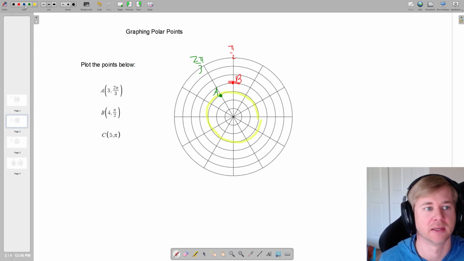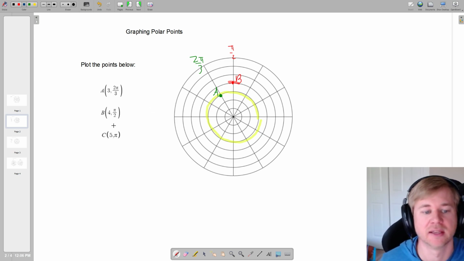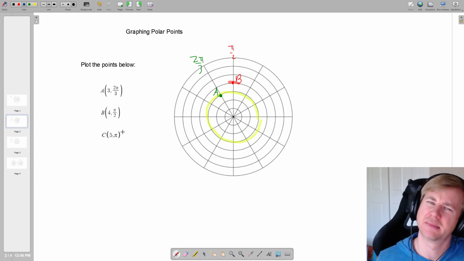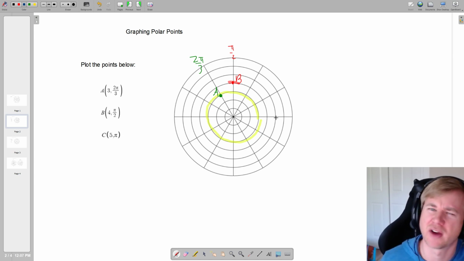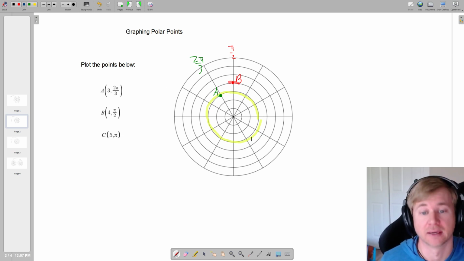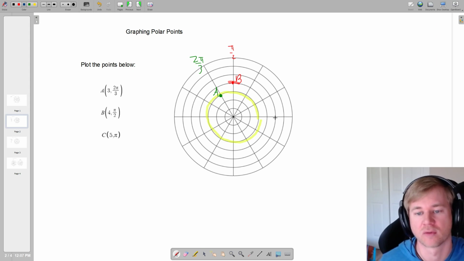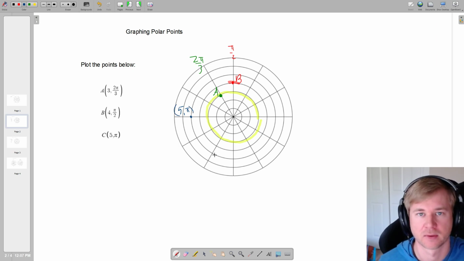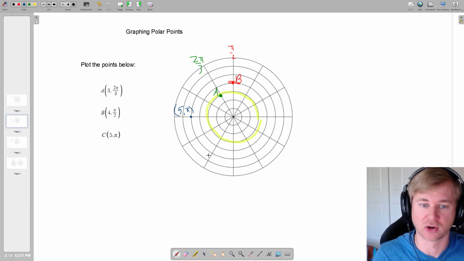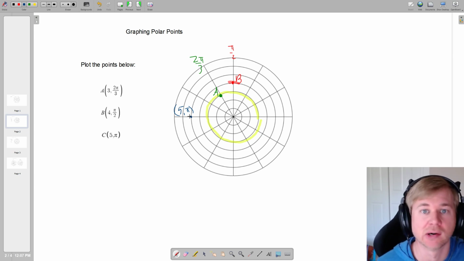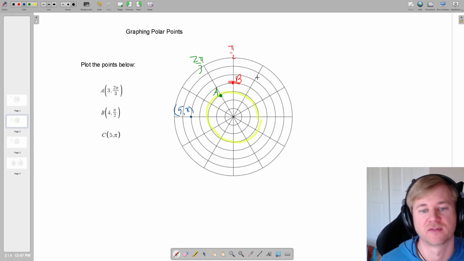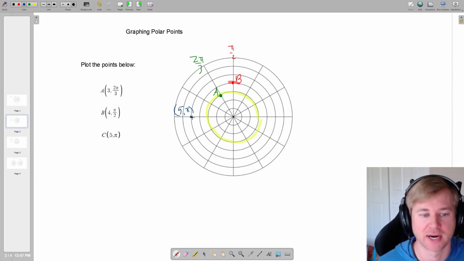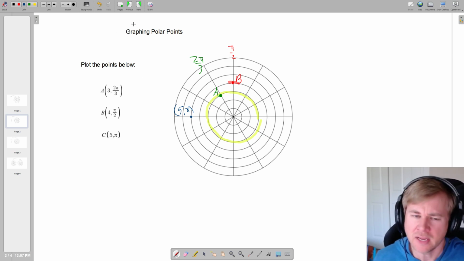I'll do the last one in blue. Point C is 5, pi. This is kind of tricky because when people think of 5, they think it's going to be over here. It's the fifth ring. So 1, 2, 3, 4, 5. We're on the fifth ring, and then I've got to find the angle pi. So that's pi over 2, here's pi. So that would be 5, pi. If you think about it in rectangular coordinates, that would be -5, 0. But this is polar coordinates. So it says fifth ring, and then at pi radians. That's what that means.